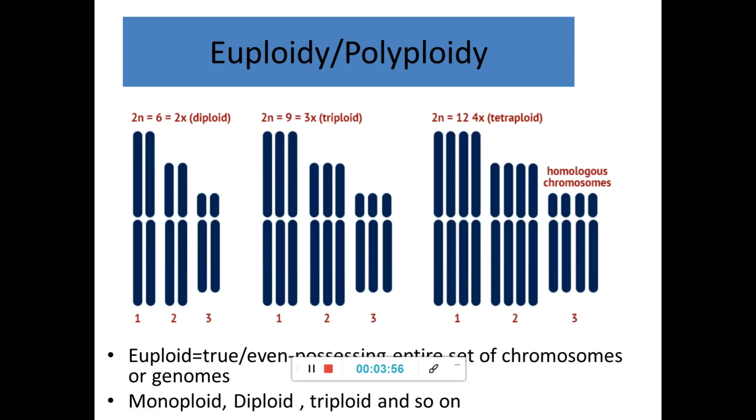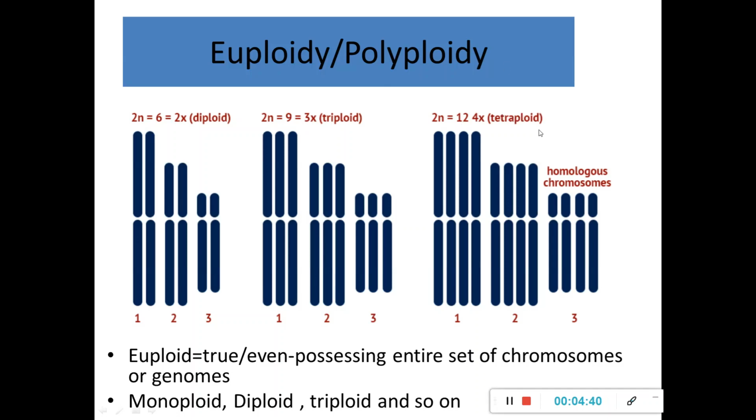Euploidy or polyploidy is a situation in which you are getting an entire set of chromosomes. Euploid means a true or even set, possessing entire sets of chromosomes or genomes. When you consider polyploid, one whole set of chromosomes is being duplicated. For example, if we consider 2n equal to 6, that is 2x. If it becomes a triploid, that is referred to as 3x, and 4x refers to a tetraploid.